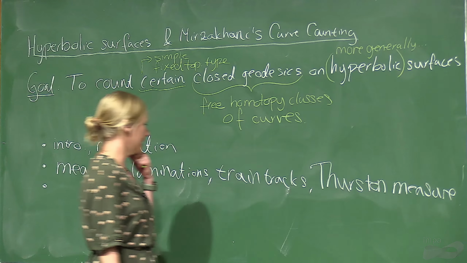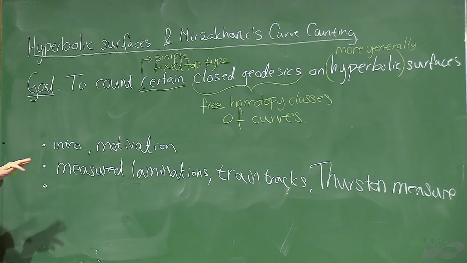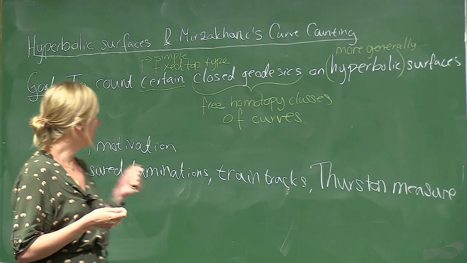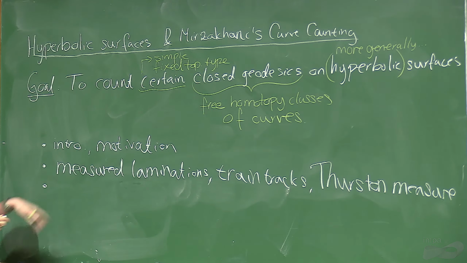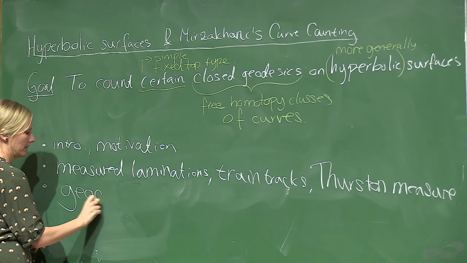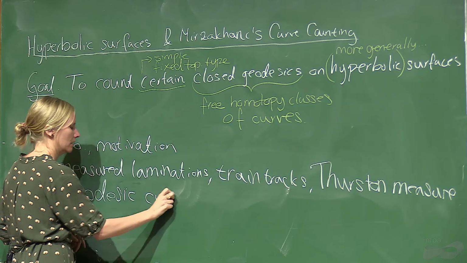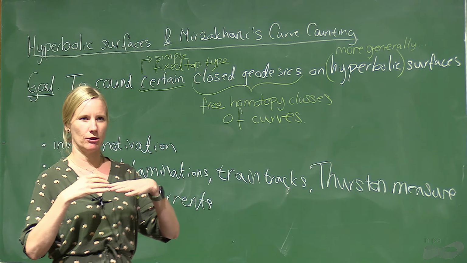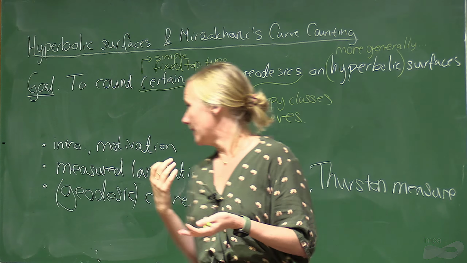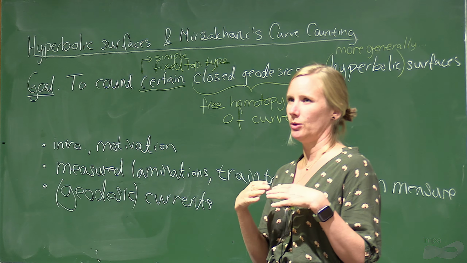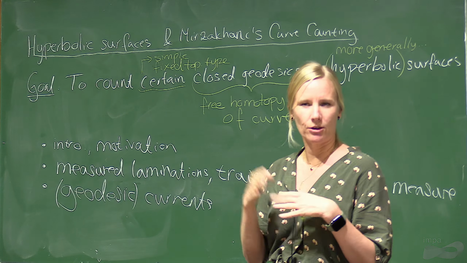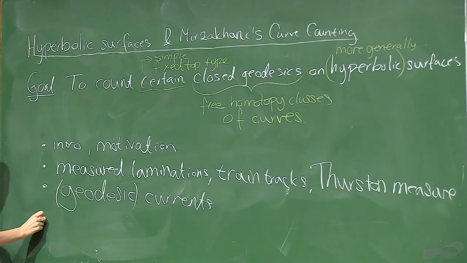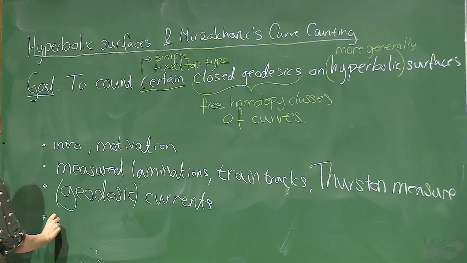This space of measured laminations can be seen as, in a certain sense, the closure of all simple curves, if you allow weights on your surface. And the generalization of that is what's called geodesic currents. If measured laminations are a generalization of simple closed geodesics, the space of geodesic currents can be viewed as a generalization of all geodesics, so not necessarily simple. And then on Friday, I hope to return to Mirzakhani's curve counting theorem.